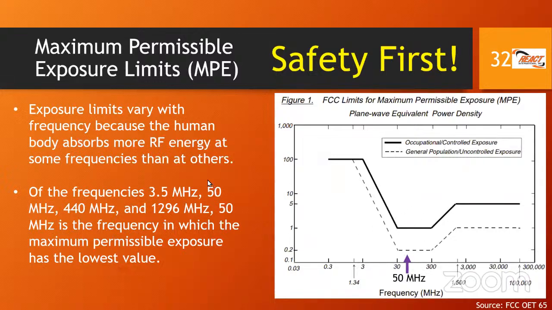So this is a bit of an extra slide. We covered it before, but we're just trying to tie things together and reference some of these concepts that we've been talking about theoretically, so that you can see when we're saying that the human body responds differently to different frequencies, or frequency is an important parameter or factor in calculating maximum permissible exposure limits. You can see there's a graph that scientifically shows that.